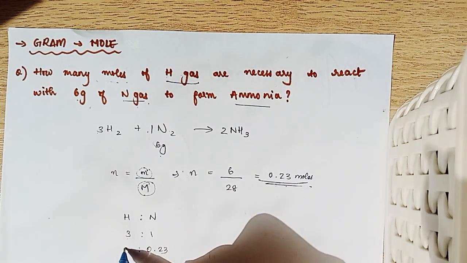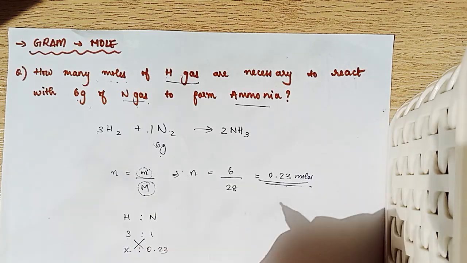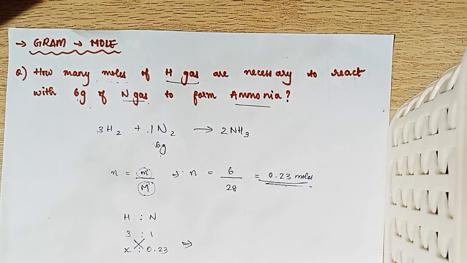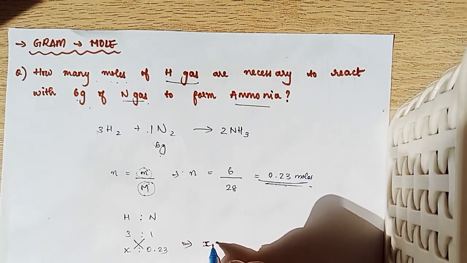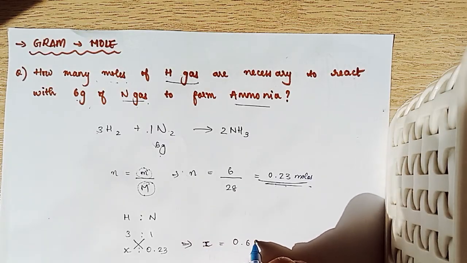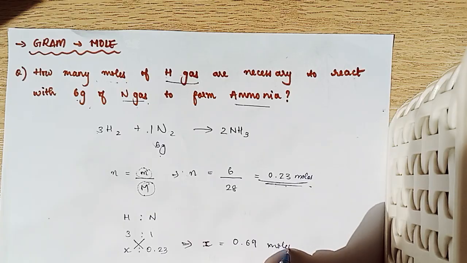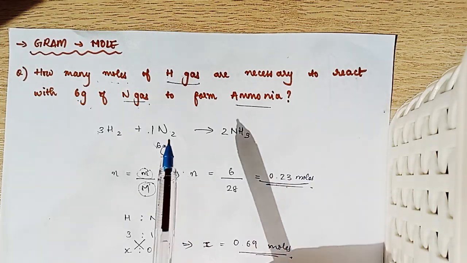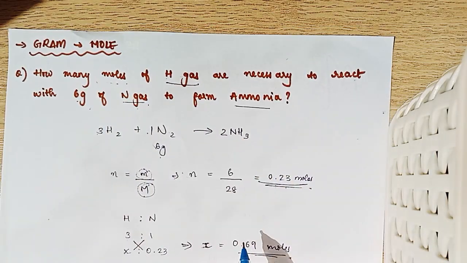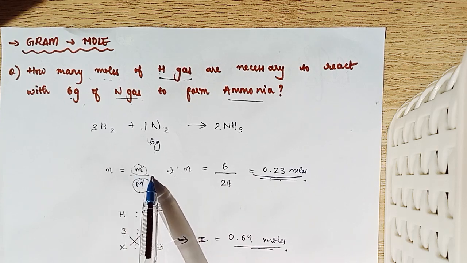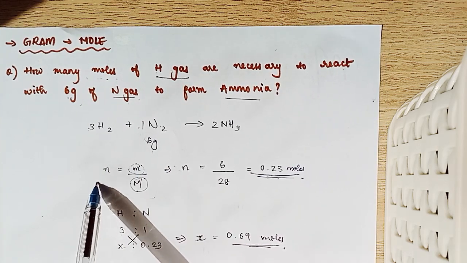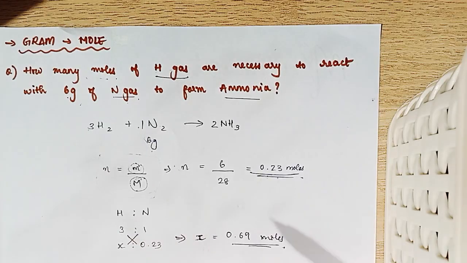We don't know, so we take it as x. Again, cross multiply and you'll get x is equal to 0.69 moles. So this is how you find gram to mole conversion in stoichiometry. Take the ratio. This formula you need to remember to do the stoichiometry conversions.